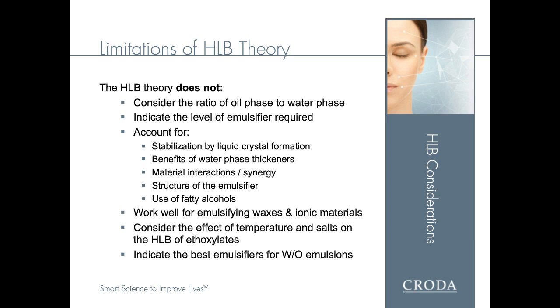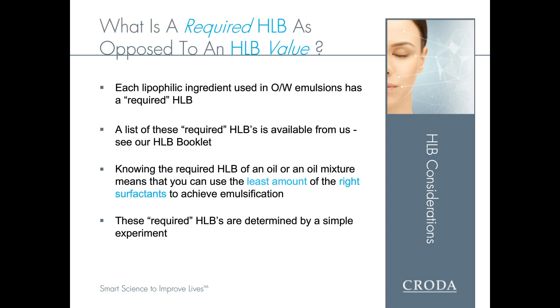In previous slides, I have explained HLB values and mentioned required HLB. I will now explain the difference between the two. To recap, the HLB value is given to non-ionic surfactants and is between 0 and 20. Every lipophilic ingredient, or every ingredient in the oil phase, has a required HLB. These can be found in our HLB booklet.